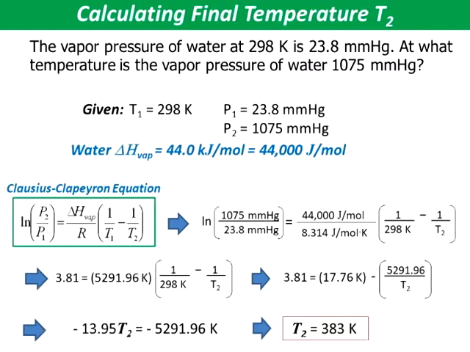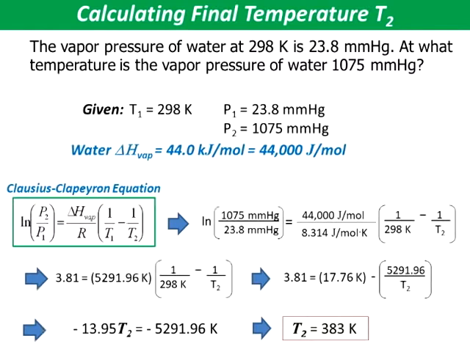So, now that we have the problem marked up, we then take the Clausius Clapeyron equation, we put in all the values, we then work through the math step by step. Note that we're taking the natural log of the ratio of the pressures. Note that our R value is in joule per mole K. Therefore, our delta H must be in joule per mole.